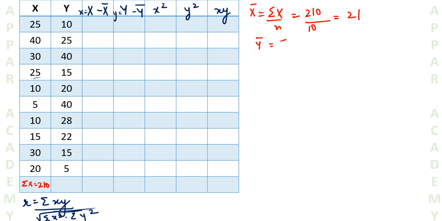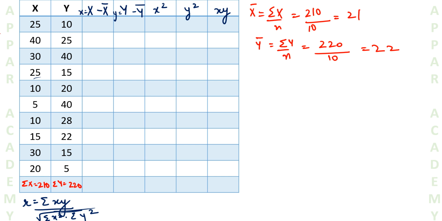Similarly, y bar is equal to summation y upon n. Now what is summation y? Summation y is 10 plus 25 plus 40 plus 15 plus 20 plus 40 plus 28 plus 22 plus 15 plus 5. This is equal to 220. So now this becomes 220 upon 10, which is simply equal to 22. We have x bar, we have y bar.